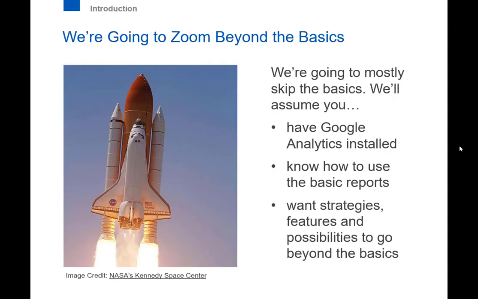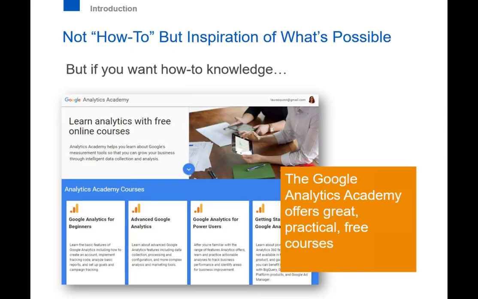All right, so what are we talking through? As promised, this is an intermediate Google Analytics class. We're going to talk briefly about what's measurable. We're not going to totally skip metrics that are pretty basic, but we're going to assume that you have Google Analytics installed, you know how to use the basic reports, and you want features and strategies to go beyond the basics. So I actually won't take on questions that are really about getting started with Google Analytics, although I do have a couple of resources very early here.